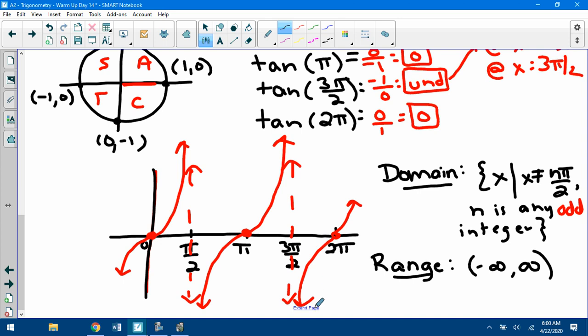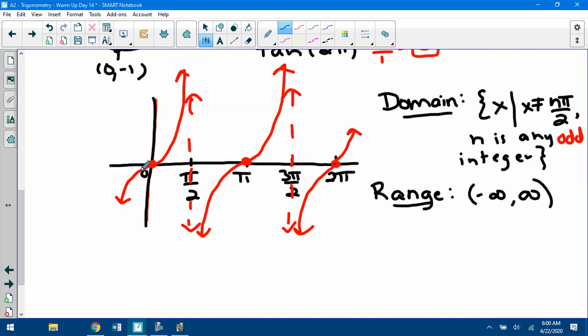What would you say the period of tangent is? Well, is it 2 pi? Does it repeat every 2 pi? It will repeat every 2 pi, but it's actually shorter than that. Here, look, I go up, asymptote, down, up, asymptote, down. So one complete cycle, it starts repeating once I hit pi. So the period of tangent is shorter than sine and cosine.